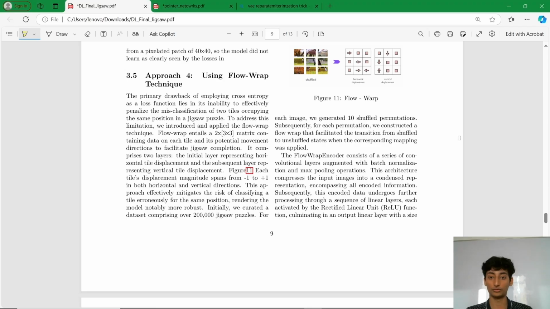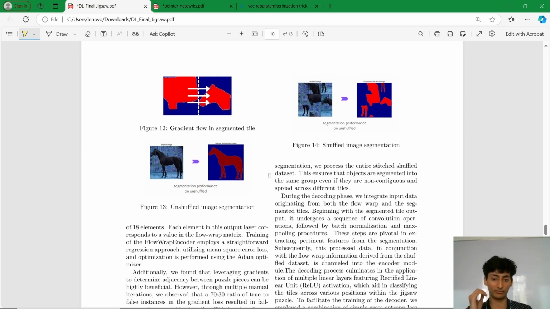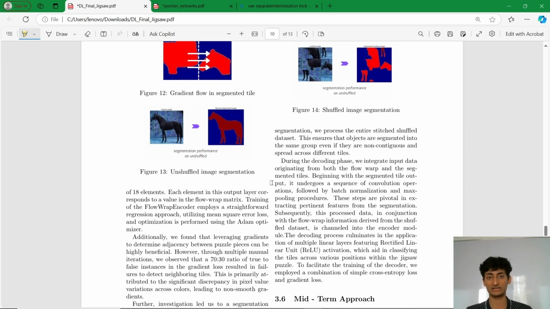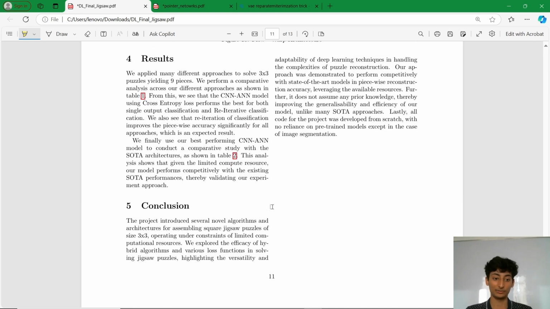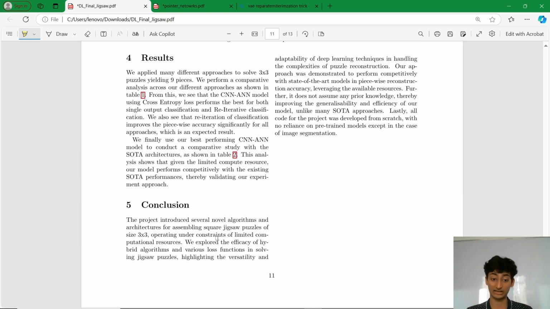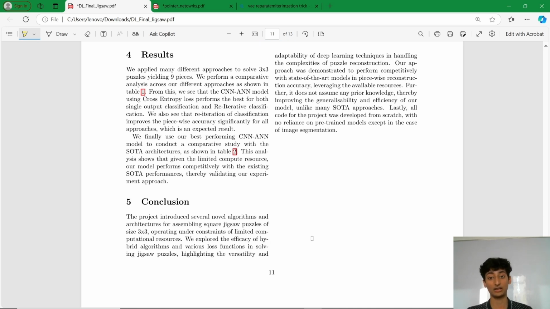I'll just go through the last pages of the paper, which is the flow warp technique that we have here. It's the same as what I mentioned, just written more comprehensively in this particular paper. You have the results and the conclusion: the project introduced several novel algorithms and architectures for assembling square jigsaw puzzles of size 3x3, operating under constraints of limited computational resources, like I mentioned, the data loaders. We explored the efficacy of hybrid algorithms and various loss functions in solving jigsaw puzzles, highlighting the versatility and adaptability of deep learning techniques in handling the complexities of puzzle reconstruction.